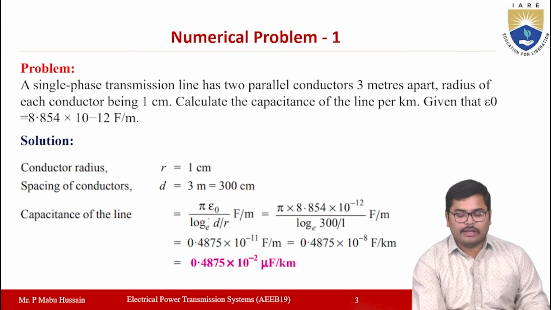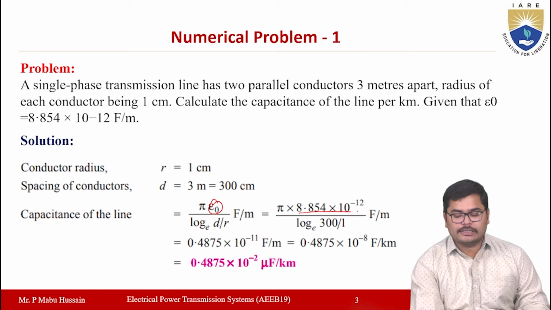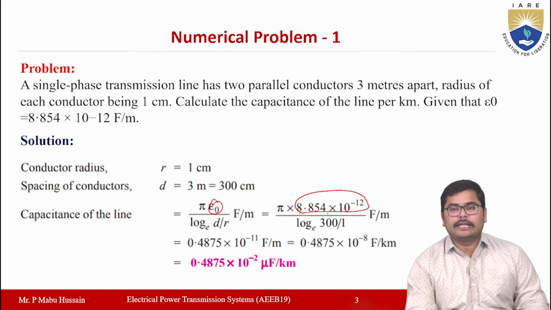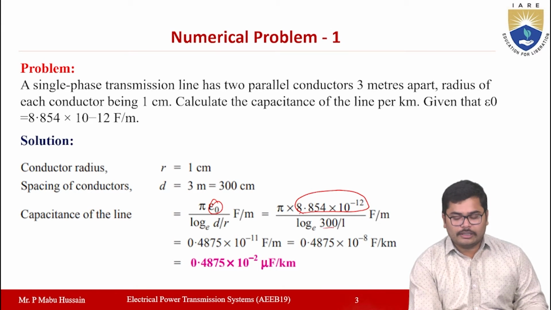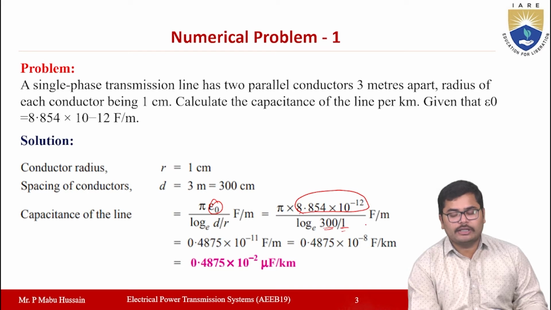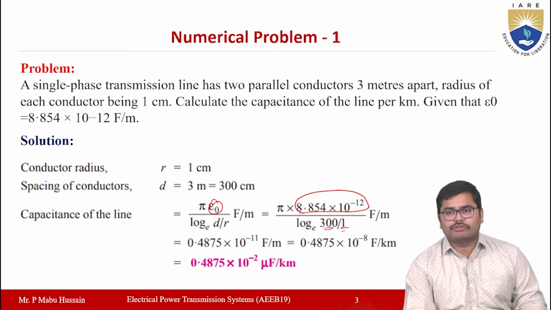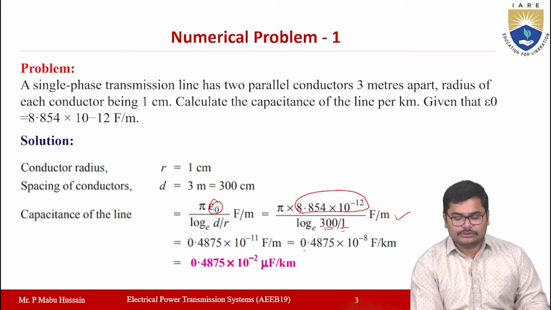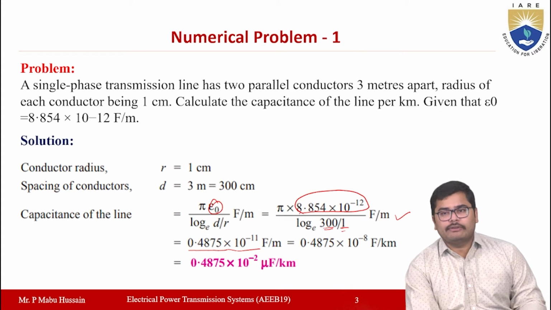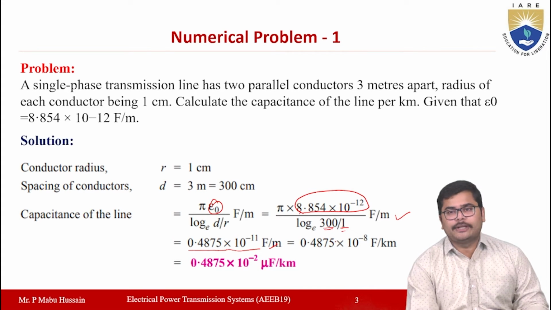Now you know the value of epsilon naught, which is 8.854 into 10 to the power of minus 12. In ln d by r, d is 300 centimeters and r is 1 centimeter. If you substitute the values and calculate, you will get the value in farads per meter. The value here we are getting is 0.4875 into 10 to the power of minus 11 farads per meter.